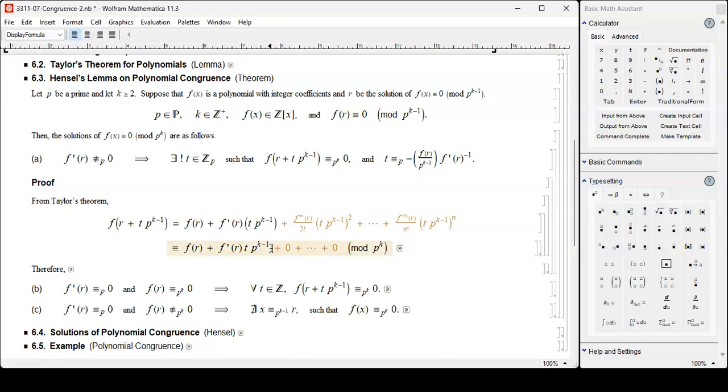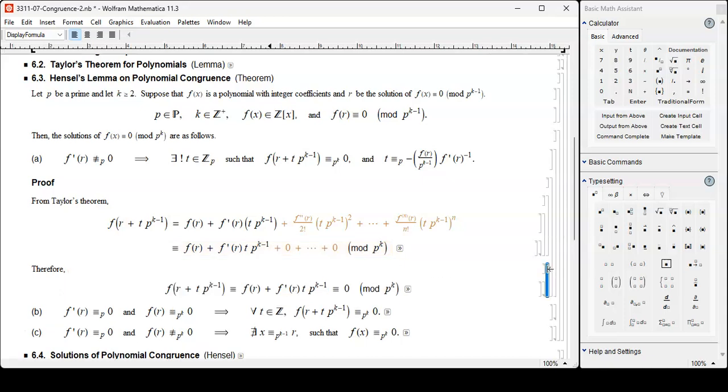Now, therefore, this thing is congruent to 0 modulo p to the k power. So this thing is congruent to this one, modulo p to the k power. So this minus that is congruent to 0 modulo p to the k power, all right?